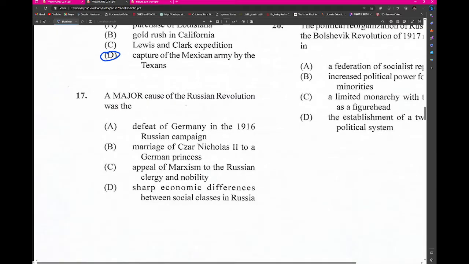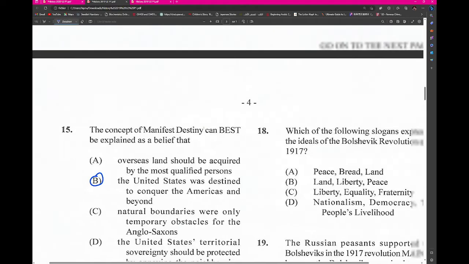Right? The major cause of the Russian Revolution was the sharp economic differences between Russian social classes, defeat of Germany, marriage of Tsar. It should be a T. Why did they write it with C? That's so weird. I think it would be this. Well, one of the causes: economic differences between social classes, appeal of Marxism to the Russian clergy and nobility. Ooh. Okay. Alright, so we have that there.